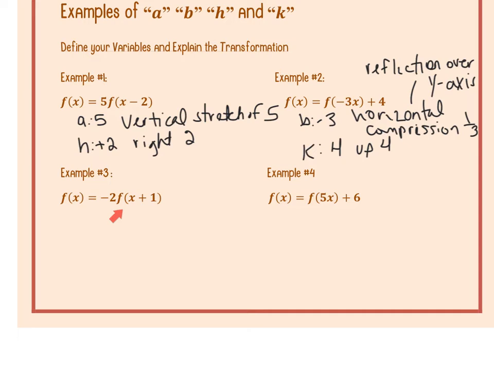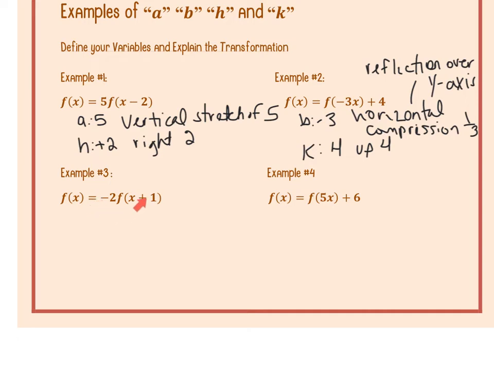What variables do I have here? I have a number that's in front of my function, okay? So I have a negative 2 here, and I have a plus 1 inside my parentheses. This is going to cause a vertical stretch. Remember that we look at the absolute value of this number. So it's a vertical stretch of 2. What does the negative do? It causes a reflection over the x-axis.